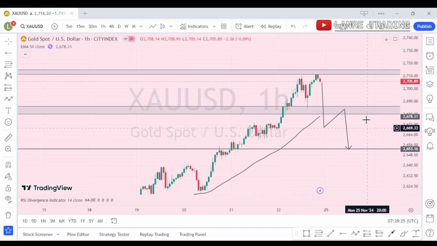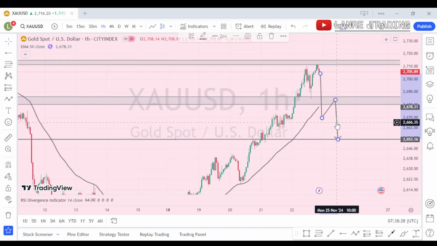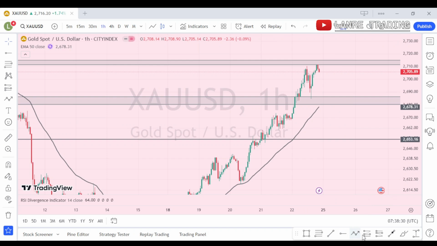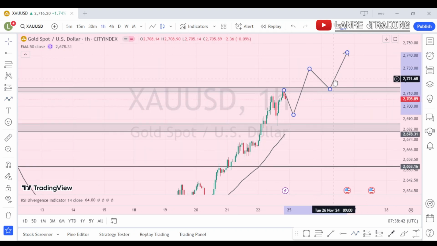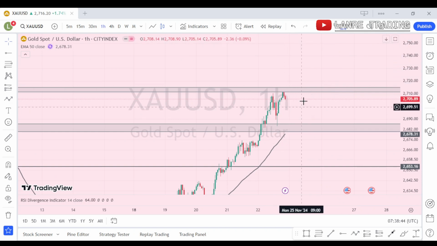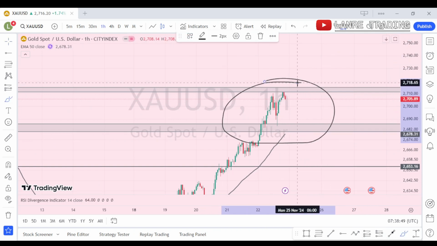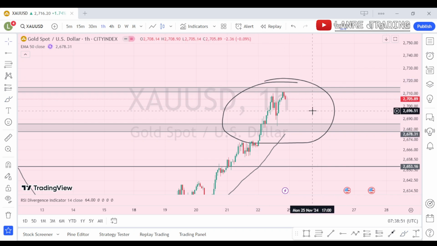So we need to carefully approach this level. Price might tend to do something like this and bounce off, another higher low, then continue its bullish move. That's the reason why I said we need to carefully approach this level. So let's wait for price to do its thing. That's the reason why I have to show you this level. This level is a very important level. We need to be patient with that level.